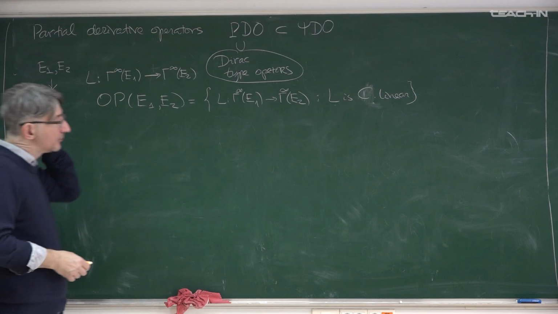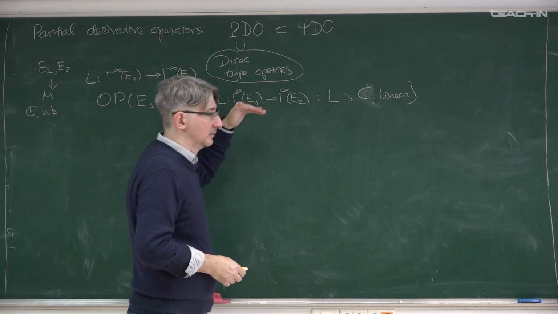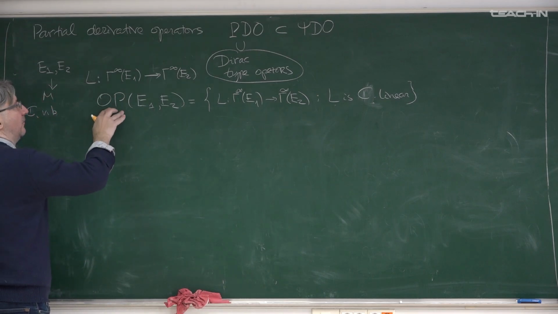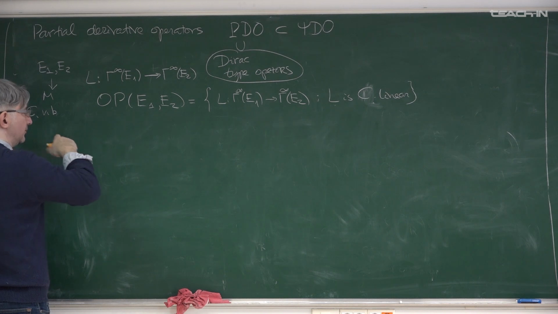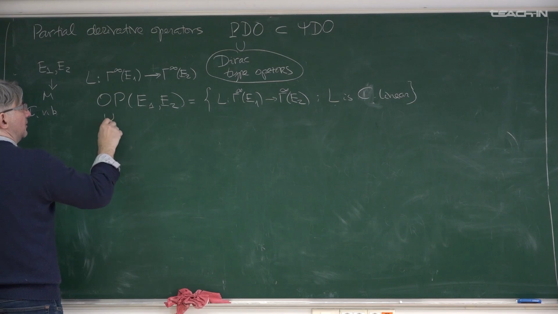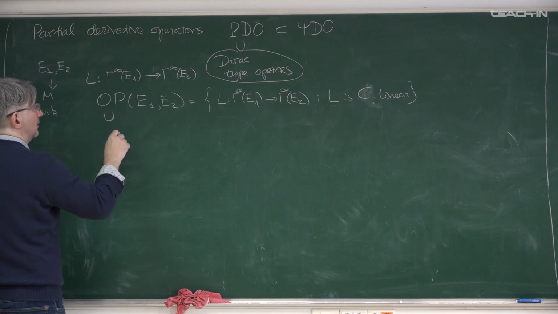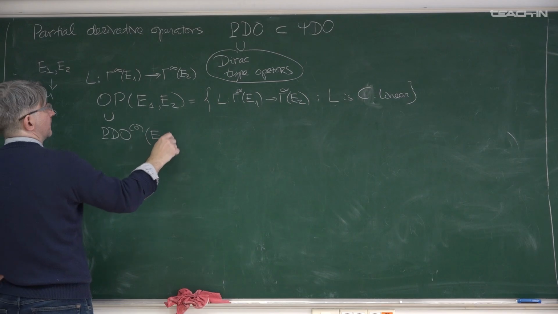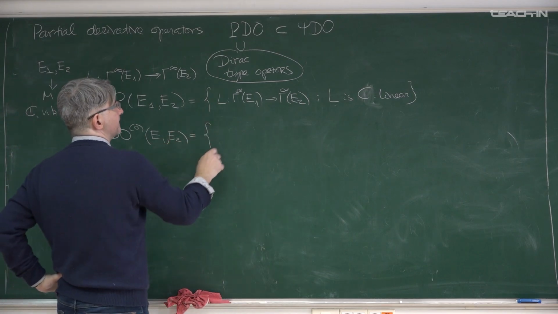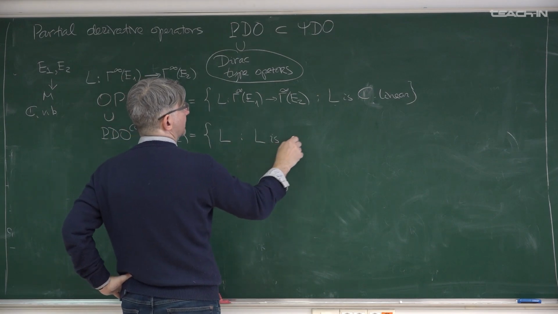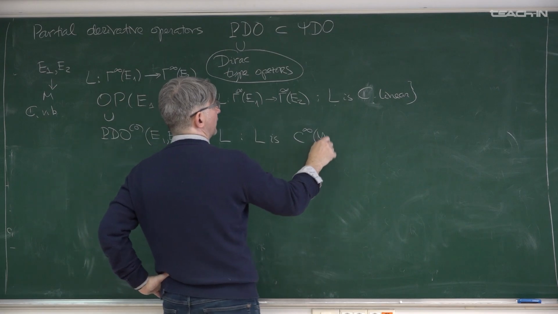Well, no statement about linearity over functions. Inside this guy we have partial derivative operators, which are C linear. So inside of this guy we have PDO of 0. These are operators. L is C infinity of M linear.